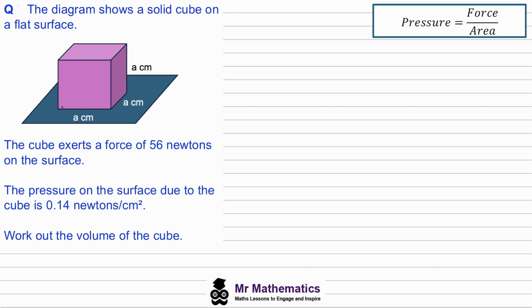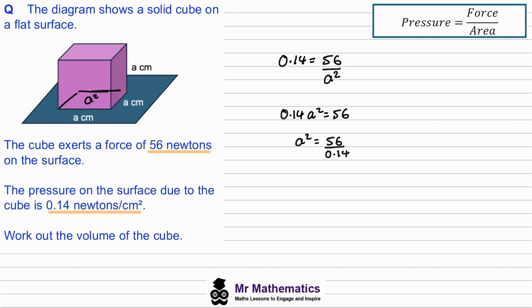Okay, so again, we need to find the area of the cube that's in contact with the surface. And this will be a square of area a squared. We just multiply the length by the width. We know the pressure is 0.14 newtons per centimeter squared, and the force is 56 newtons. So 0.14 will equal 56 divided by our area of a squared. We'll multiply both sides by a squared, and then divide both by the 0.14. We can work this out on our calculators, and we get a squared is equal to 400.